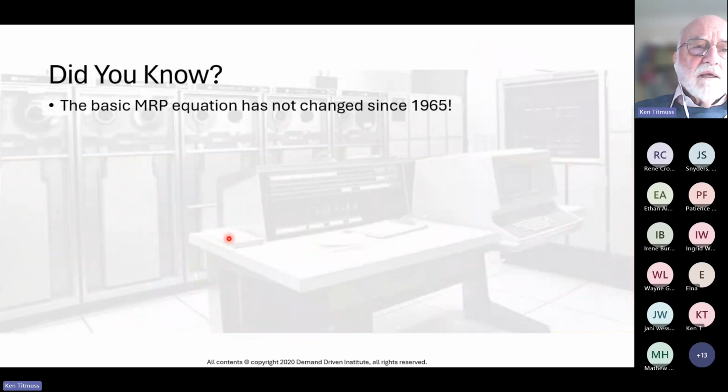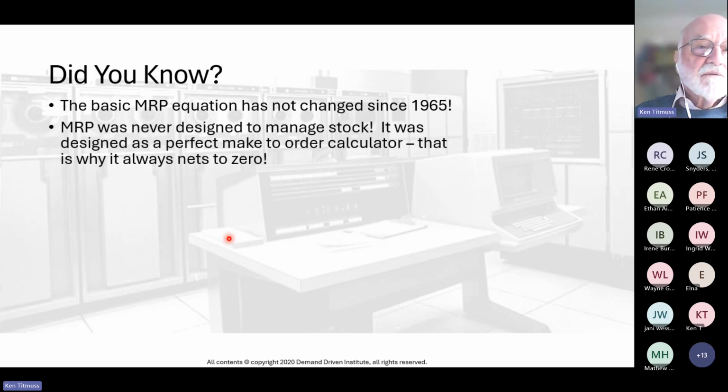But did we know that the basic MRP equation that was written by Dick Ling back in 1965 has not changed? The same algorithm is still in your ERP systems today. MRP was never designed really to manage stock. It was designed as a perfect make-to-order calculator. And that's why it nets to zero. So that's how I used to sell it to companies earlier on in my career. I would say, boss, tell me what you want, how many you need.